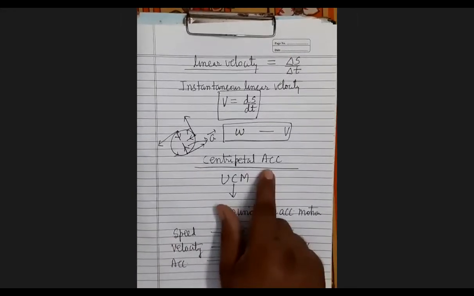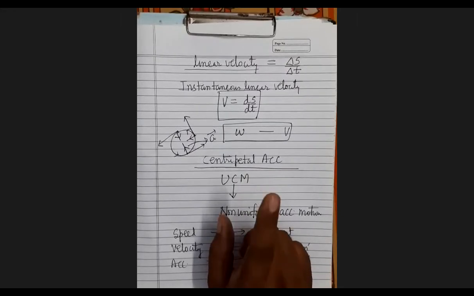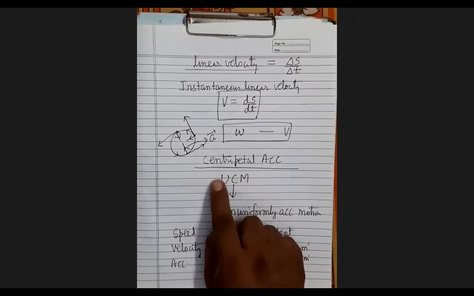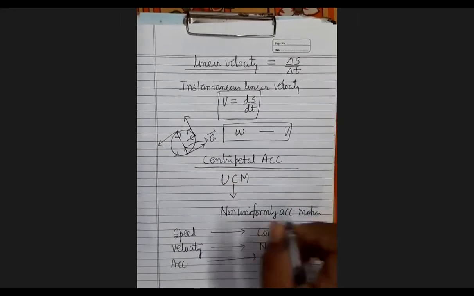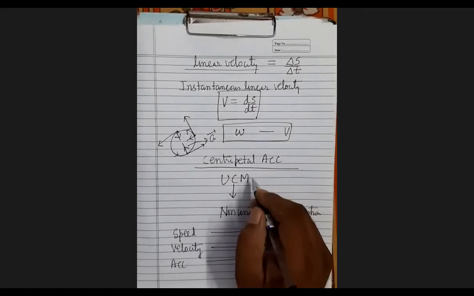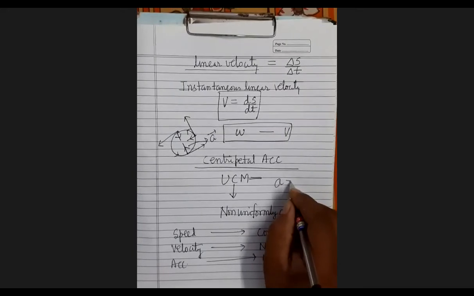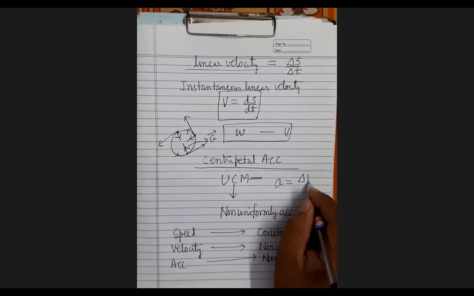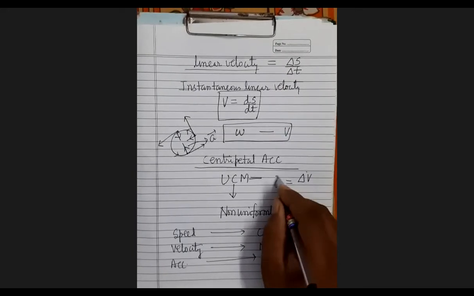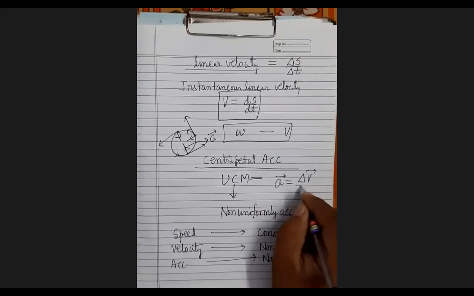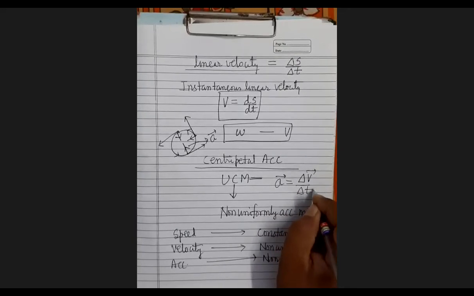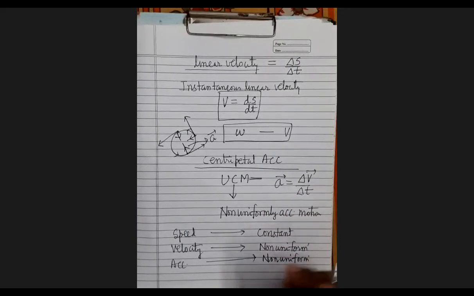Centripetal acceleration is the acceleration of the particle describing UCM. Acceleration of the particle describing UCM is known as centripetal acceleration. What is the formula of acceleration? a equals delta v upon delta t. Acceleration equals rate of change of velocity. Now you can see here.